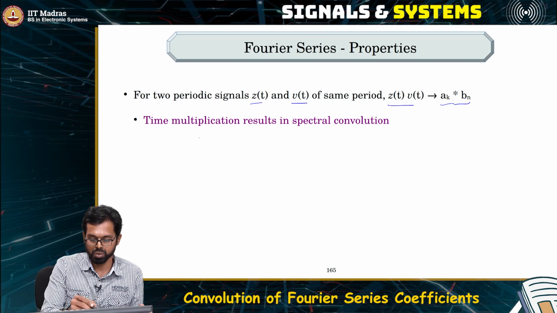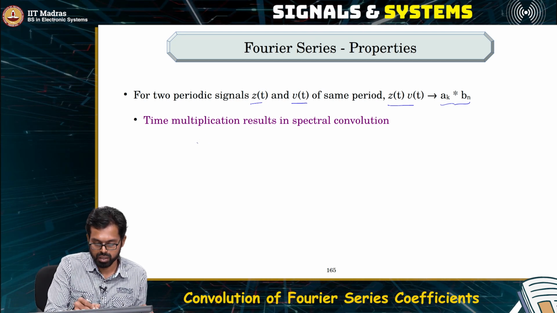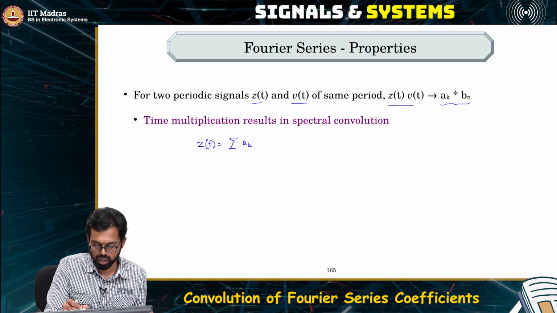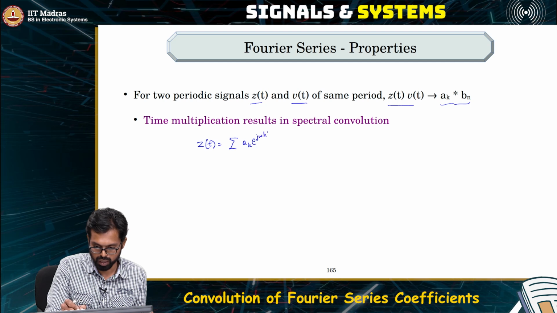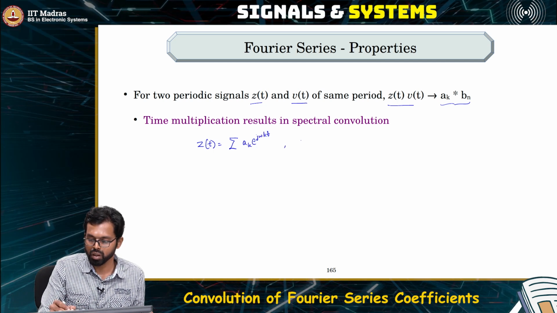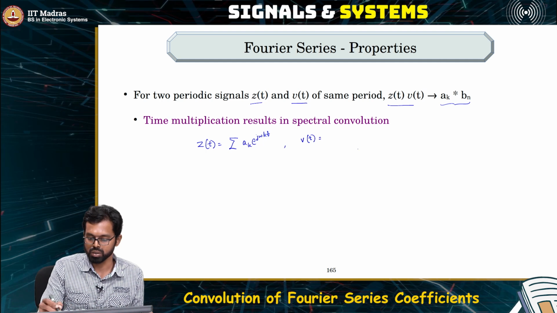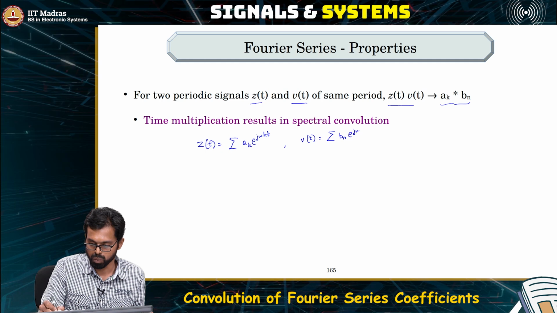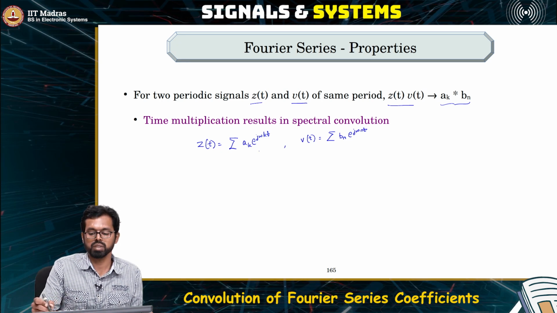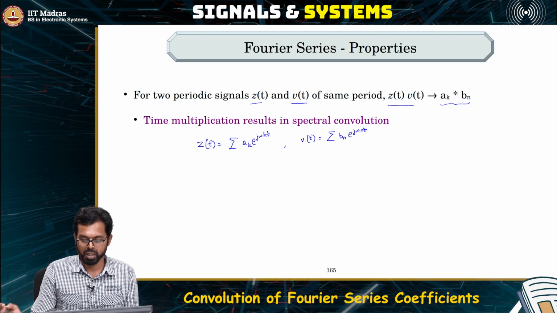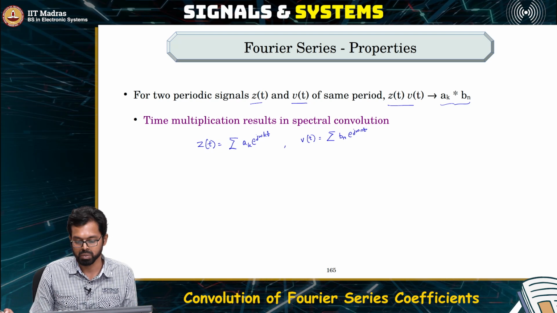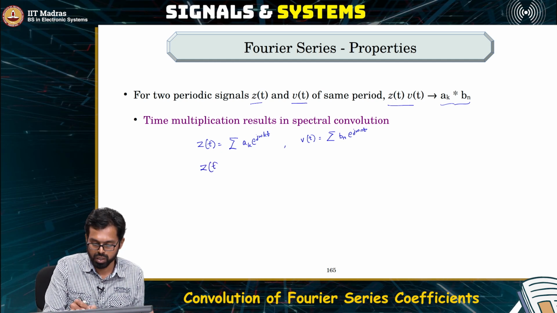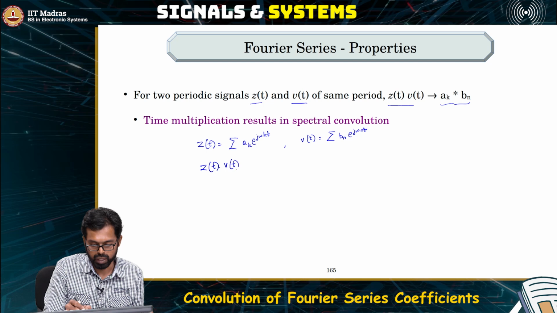So if we have two signals, let us say that z(t) has a Fourier series decomposition a_k e^(jωkt), and v(t) has Fourier series coefficients, let us say some b_n e^(jωnt). Both have the same fundamental frequency ω because they are of the same period. So now we expand them in terms of their coefficients like this. Now let us say we multiply them, z(t) multiplied with v(t) pointwise.